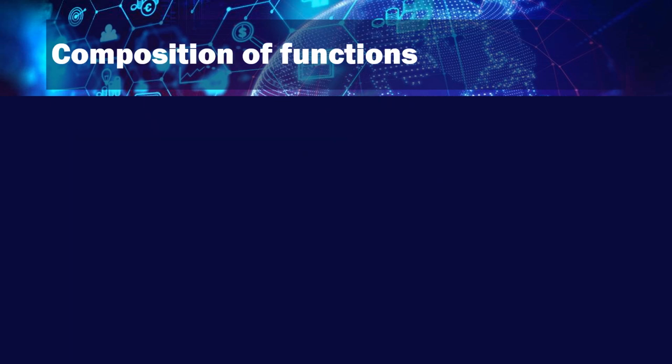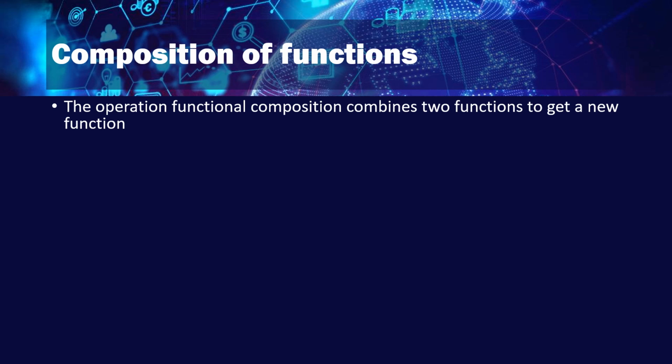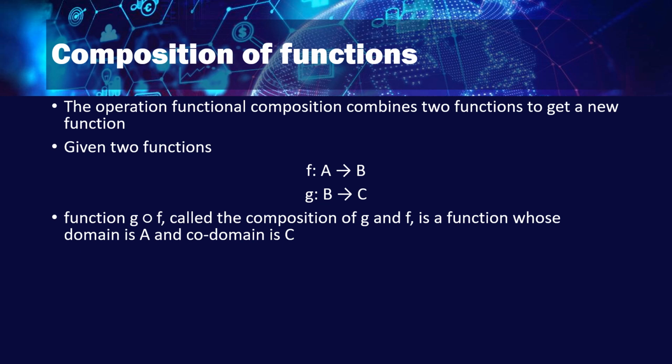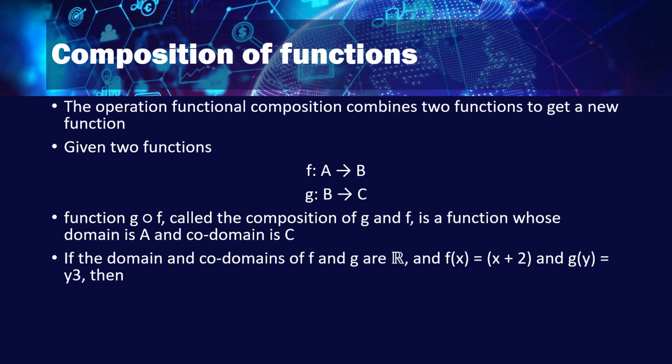The operation functional composition combines 2 functions to get a new function. Given 2 functions, function f with a domain A and codomain B, and function g with a domain B and codomain C, the function g∘f, called the composition of g and f, is a function whose domain is A and codomain is C.